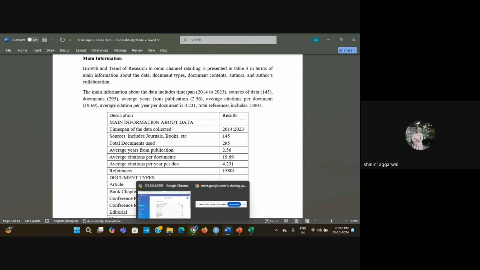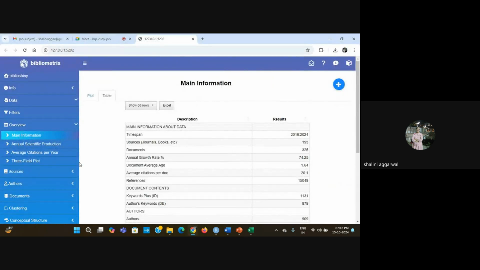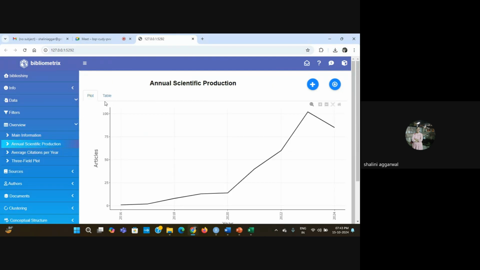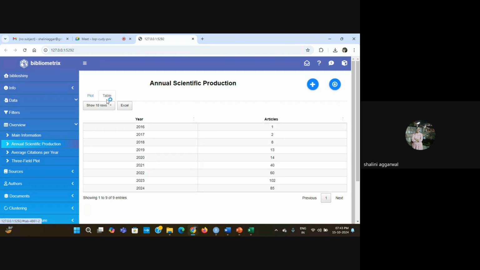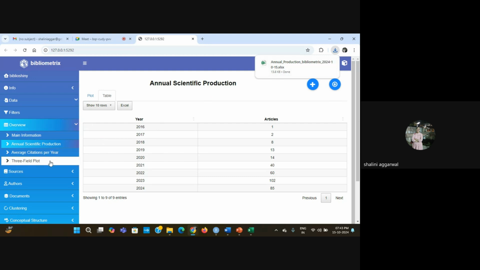So what is the next important aspect that you will be doing? You can add all of these as well, it depends on you. Like this is another thing, year wise, how many papers have been written year wise. So this is another table. What you can do is click onto the Excel, and the Excel file will be generated for you. Next is a 3-field plot.